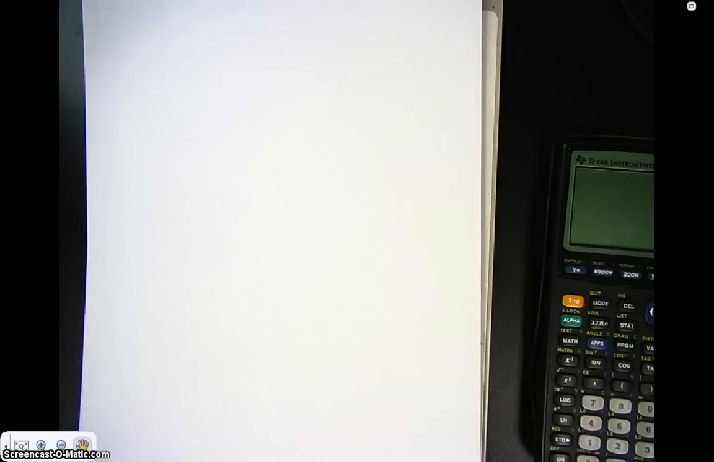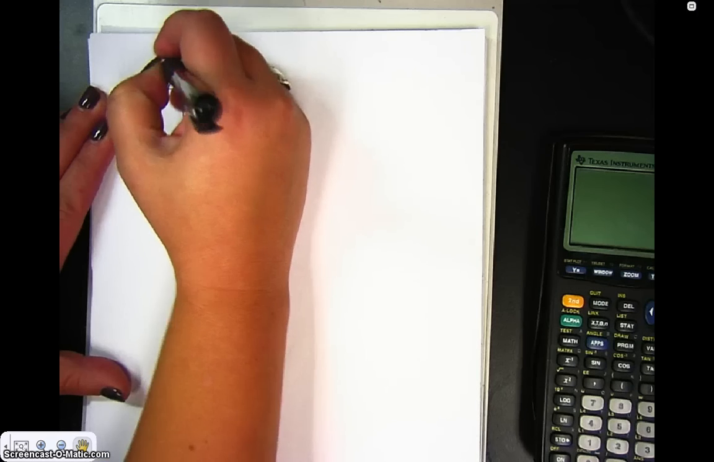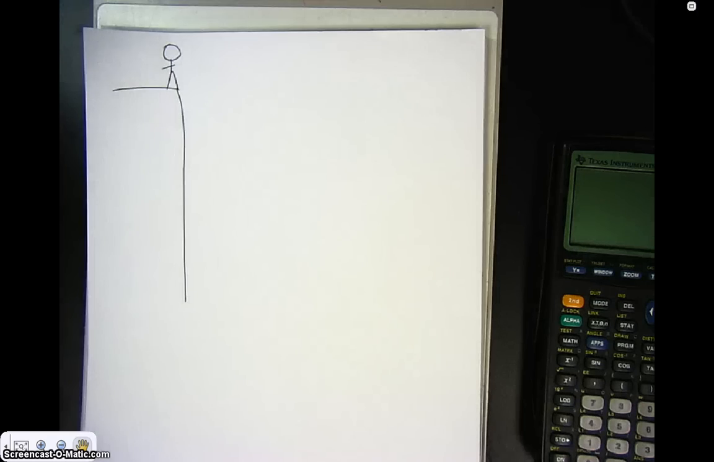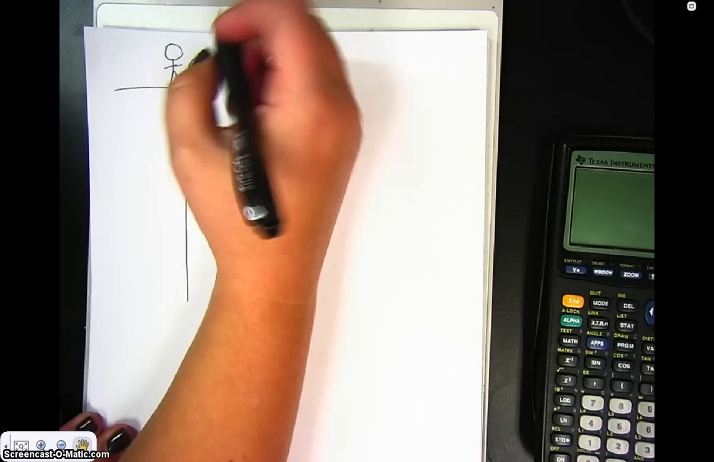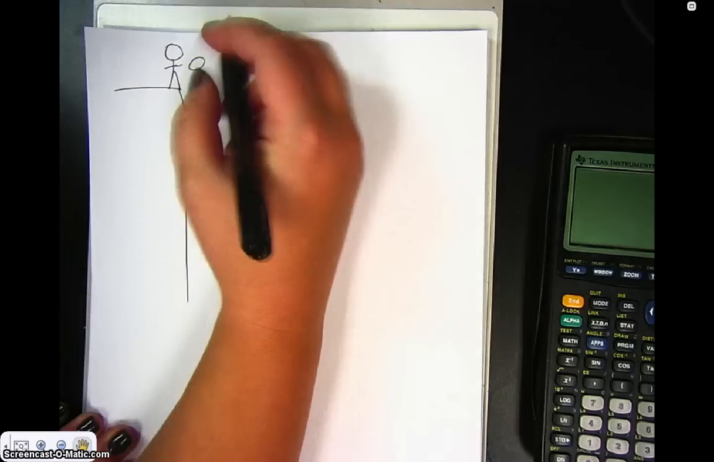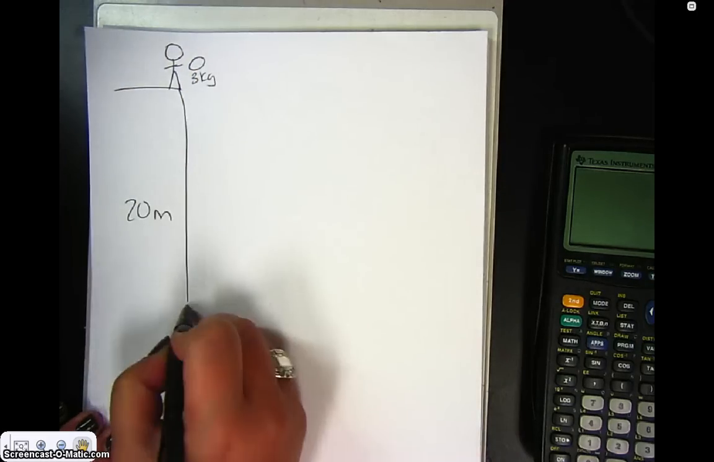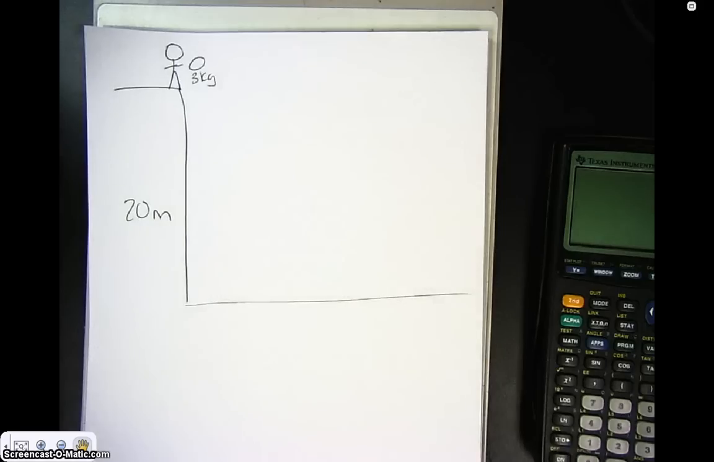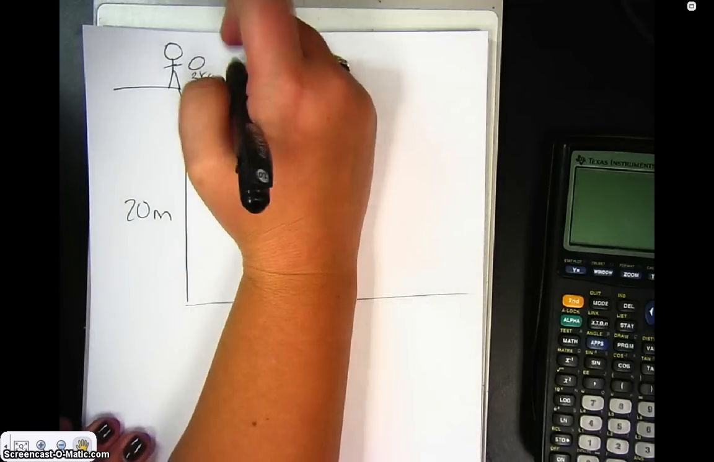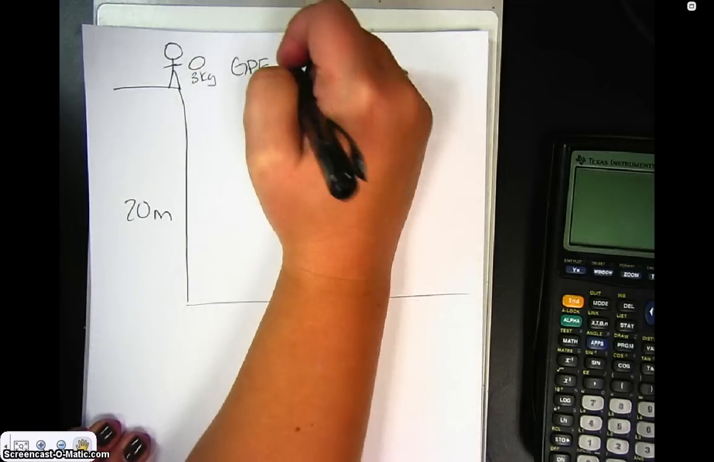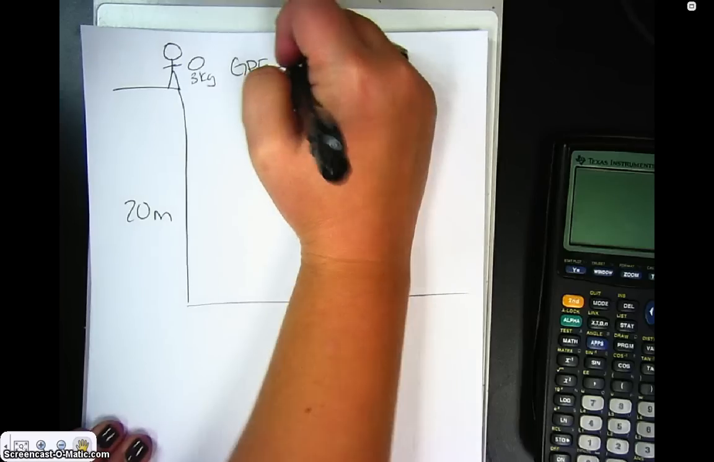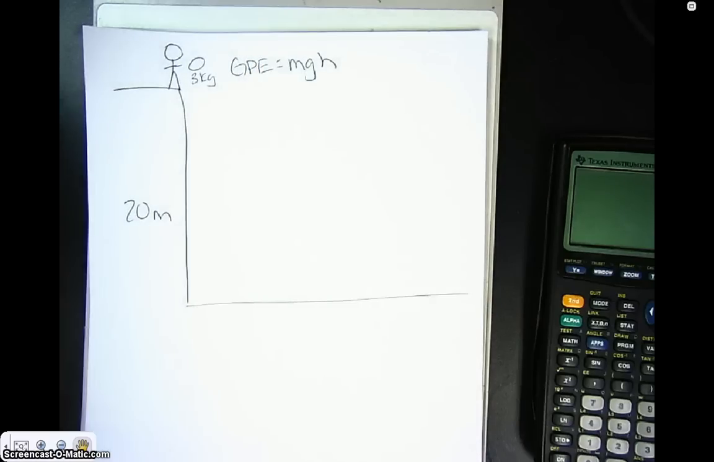All right, so let's look at a very basic example. Let's say I go to the top of a building and I have some object, and we'll say it has a mass of 3 kilograms, and the building is 20 meters tall. By going up to the top of that building, I have stored gravitational potential energy into that object, equivalent to mass times gravity times height.